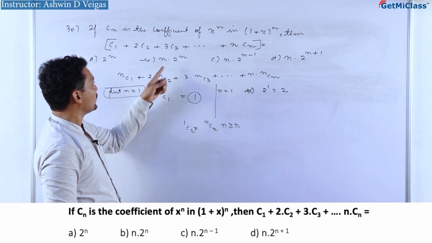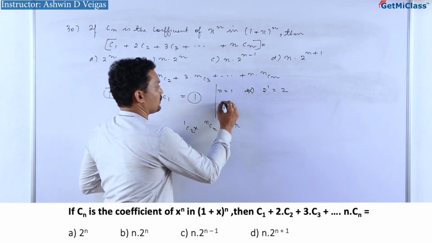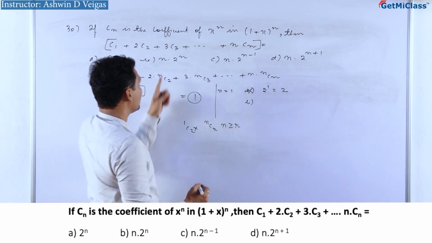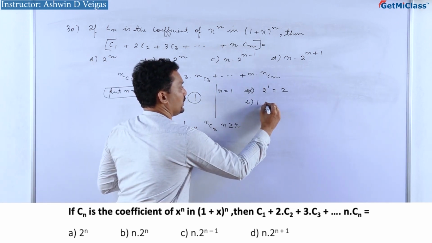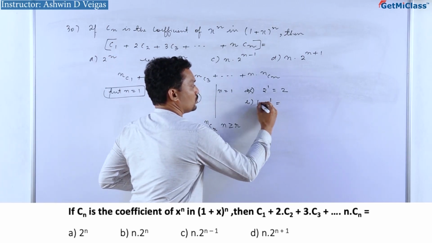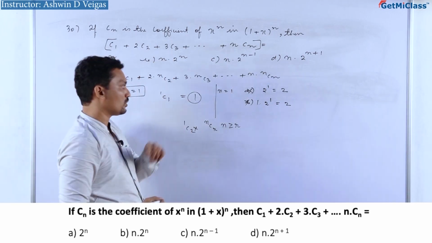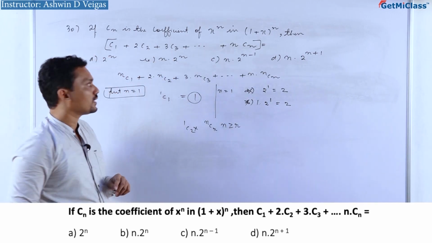If you put n equal to 1 in option B, you will get 1 into 2 power 1. So 2 power 1 is 2, 2 into 1 is also 2. So therefore it is not coming out to be 1. So option B is also not the answer.